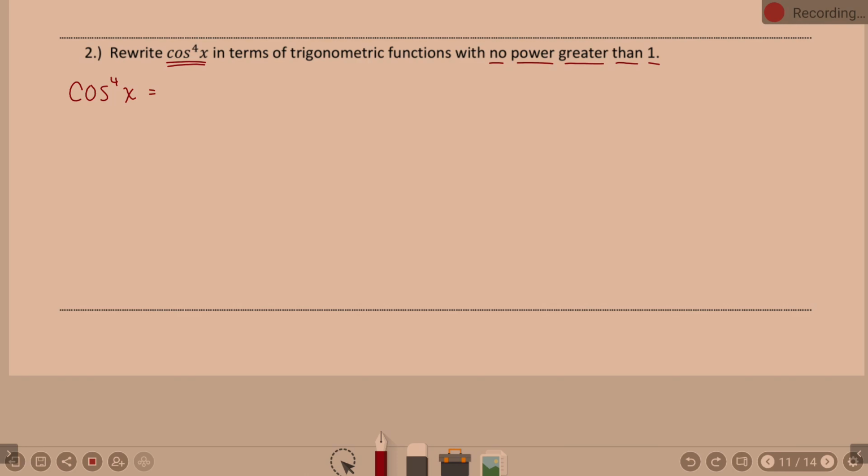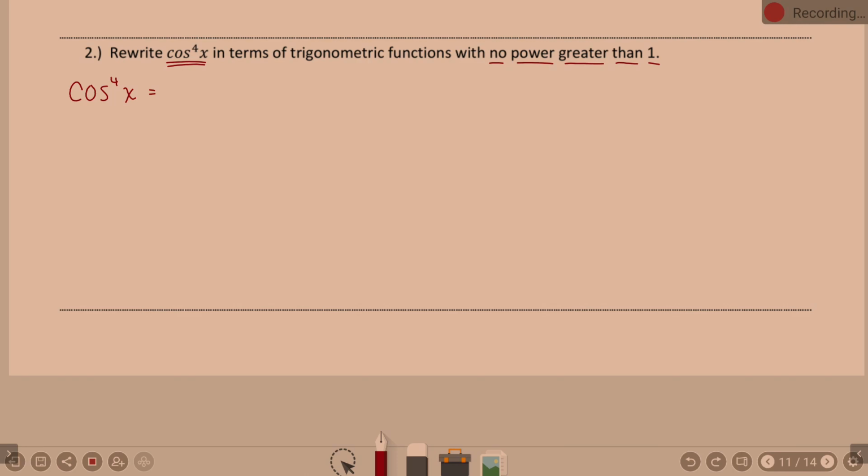What do we have in the way of power reducing identities? Cosine squared u. We have an identity for cosine squared. You break that up into cosine squared u times cosine squared u and then multiply. So here's the deal. I don't have a power reducing identity for cosine to the fourth, do I? But I have a power reducing identity for cosine squared.